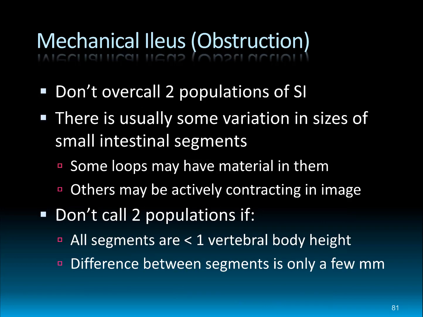You do have to be careful not to overcall that two populations, though, or else you're going to do a lot of negative explores on dogs who aren't actually obstructed. So there is normally some variation in small intestinal size because some loops may have material in them while others don't. There's varying degrees of peristalsis at any moment in time. So you have to be careful not to call two populations if all the segments are relatively normal in size. So nobody is bigger than a vertebral body height. And also don't call two populations if there's not much difference between the two segments. A few millimeters is not worth a mention.